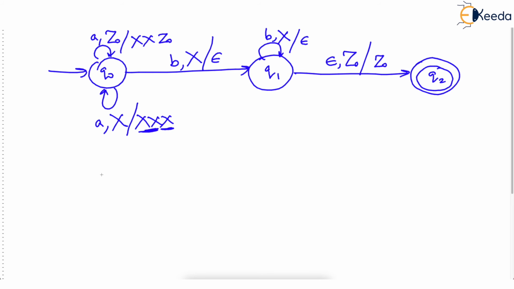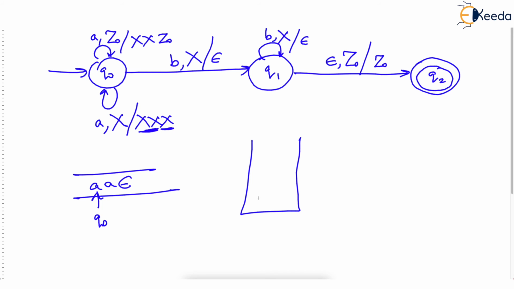Okay, suppose the input given is a. That's it. Now this is wrong. This should be rejected. Correct? So in which state is our machine? Q0 initially. And what is the stack? Stack is containing Z0. So what is the triplet?